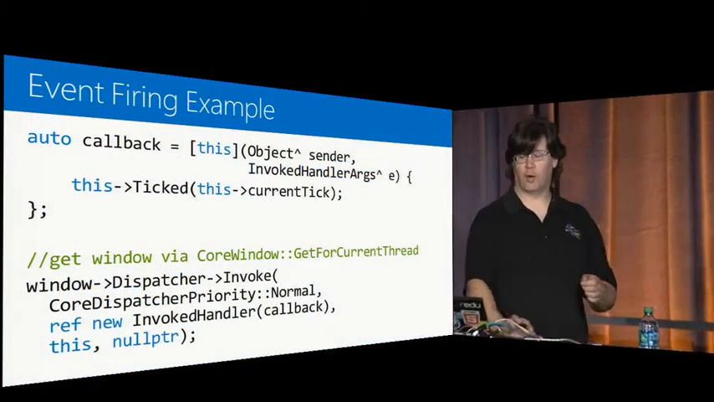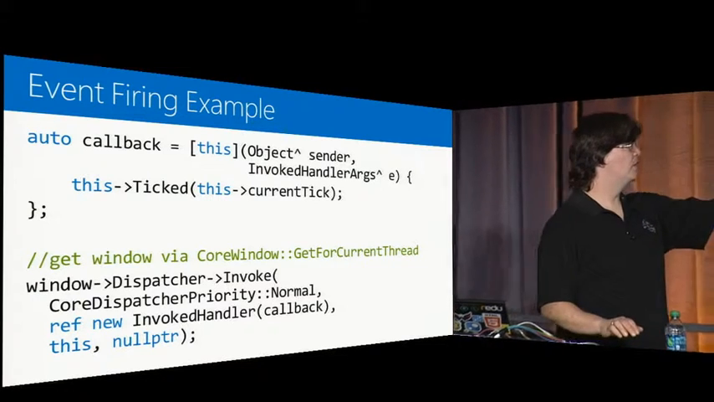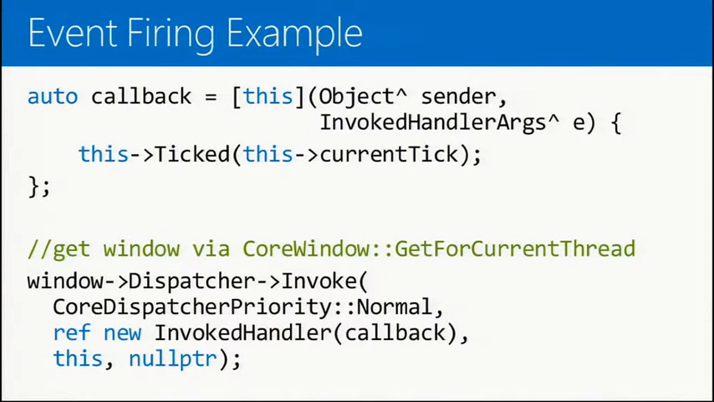And we saw this code before, right? If I have the window, and I can get the window by calling CoreWindow, the static method GetForCurrentThread, then the dispatcher hangs off it, and I call the Invoke method, and I pass it a delegate. Again, that's another example of that whole natural and familiar approach. I'm just using standard C++.